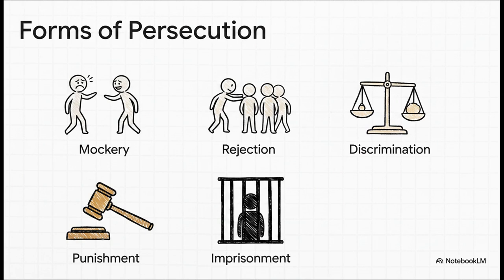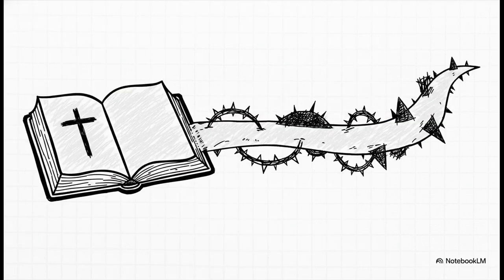But a definition can be a bit abstract. So to make it more concrete, the lesson provides these specific examples. It's trying to connect the big idea to experiences students might actually recognize, from things like mockery and rejection at school, all the way to more severe forms like punishment or imprisonment that are seen in other parts of the world. And here's the crucial point the curriculum makes. This isn't just random unfairness. From the Christian perspective taught in this lesson, this kind of treatment is a direct result of living by the teachings of Jesus. It's basically framed as a consequence of their faith.